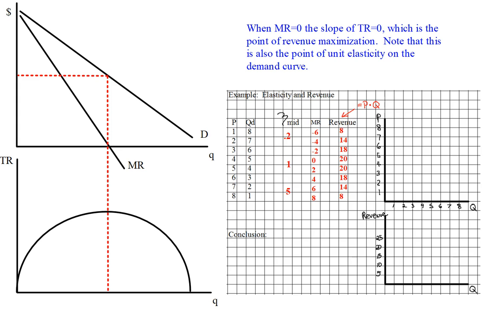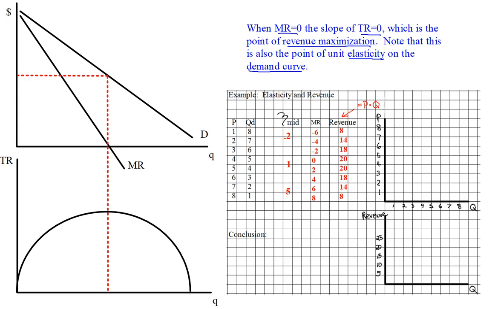On this Econ Podcast, we're going to talk about connecting a couple concepts together for the monopolist, and those are elasticity, the demand curve, marginal revenue, total revenue, and revenue maximization. We're going to connect those concepts together.